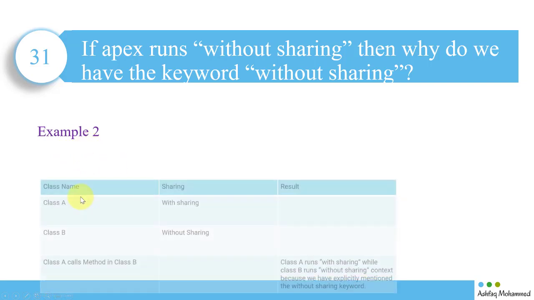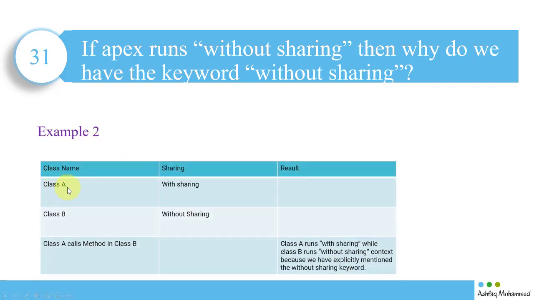So in example 2, if I have class A with sharing and class B without sharing. Here I'm mentioning without sharing. Again, the same example: class A calls a method in class B. Class A runs with sharing while class B runs without sharing context, because we have explicitly mentioned the without sharing keyword. If I explicitly mention the without sharing keyword, then class B will not be enforced with sharing as in the calling class.